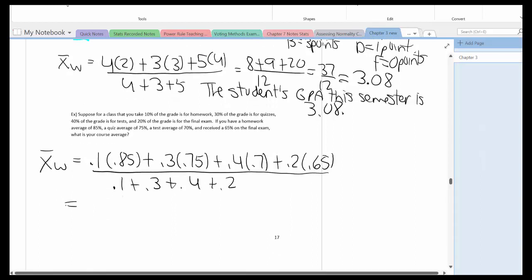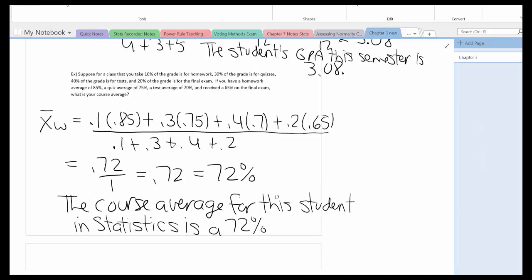So, if we multiply and we add, we get 72.00 on the top, 1 on the bottom, and of course that simplifies to 72.00, and of course as a percent that's a 72%. So I'm going to write this out now. So the course average for this student in statistics is a 72%.